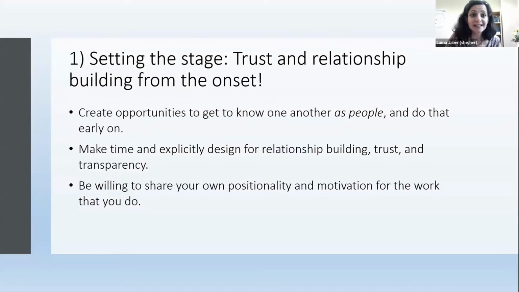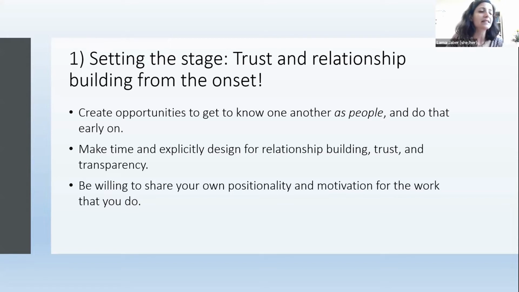So the first thing, I think this is particularly important when we think about PD that will trouble and problematize some entrenched assumptions and practices, or PD that will center issues that would be difficult to discuss and unpack, including those related to educational injustices, racism and other kinds of isms or injustices in the educational system. So it's important to really, from the onset, set the stage around trust and relationship building.